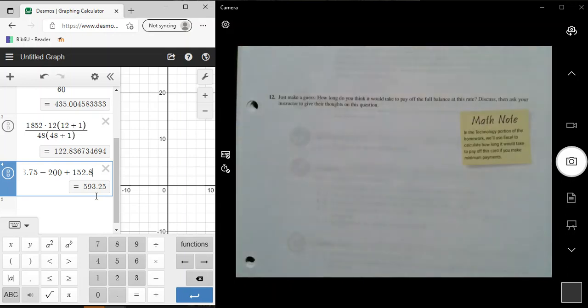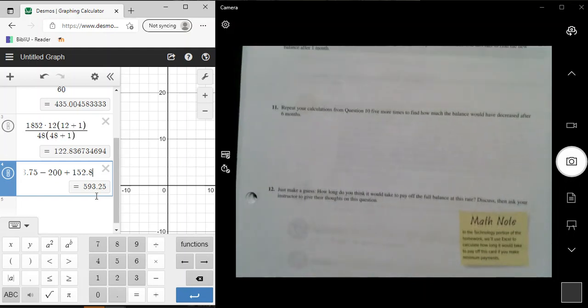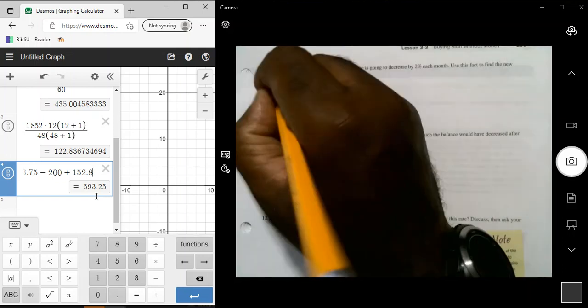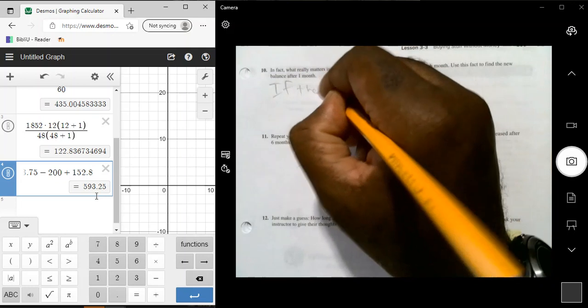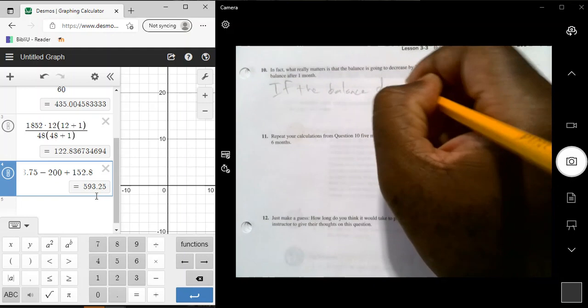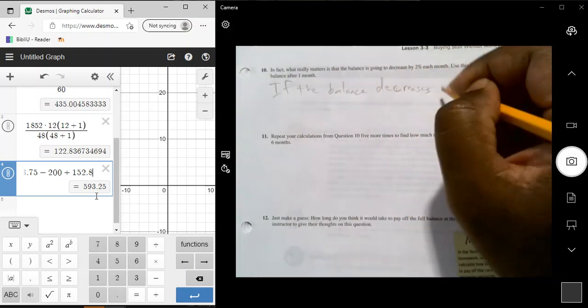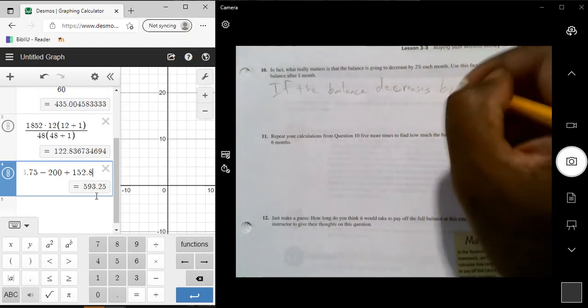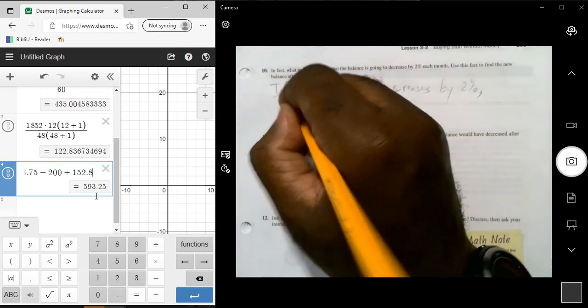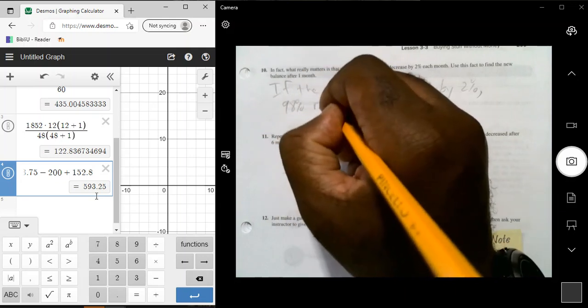Okay, now we go over to the next and last page. It says, in fact, what really matters is that the balance is going to decrease by 2% each month. Use this fact to find the new balance after 1 month. So basically, if the balance decreases by 2%, 98% remains.